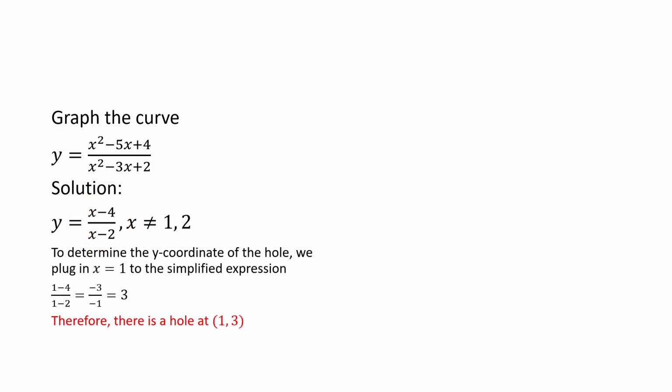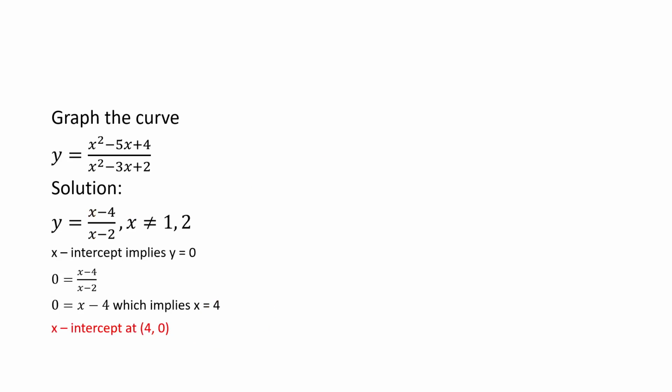To figure out the y coordinate of the hole, we know, again, that the hole is at x equals 1, so we plug in x equals 1 to the remaining simplified version of the expression for y. We get -3 over -1, which is 3. So that tells us we've got a hole at (1, 3).